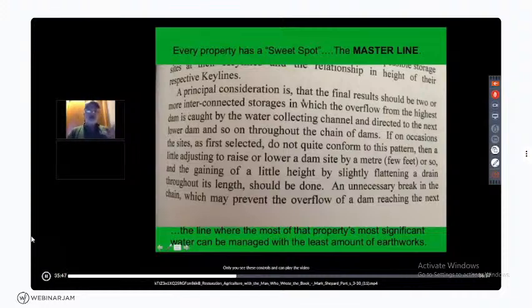A principal consideration is that the final result should be 2 or more interconnected storages, ponds, in which the overflow from the highest dam is caught by the water collecting channel and directed to the next lower dam, and so on, throughout the entire chain of dams. So what you've got is the whole entire water management strategy on the farm is unified by this one master line. Yeoman said so right here.